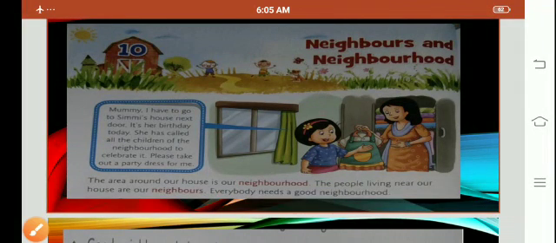Good morning, children. Today we are going to start with lesson number 10. The name of the lesson is Neighbors and Neighborhood. So, all of you open textbook page number 54 with me and we will start reading the lesson.